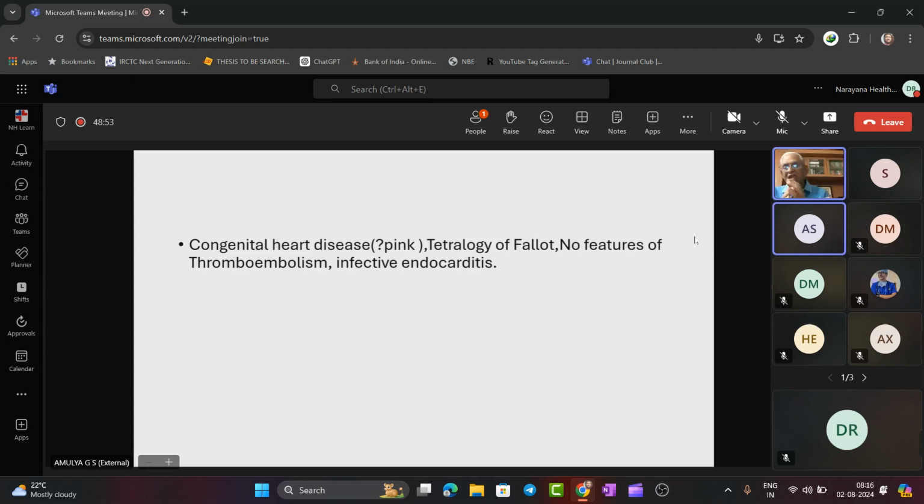Nakata index also, some people say, is 100 millimeters square per meter square. Less than that, total correction is not possible. About 115 for a Rastelli and about 200 or something for a Fontan type of correction. So don't say Nakata index 250, it's 300 or more. So all these things simple, write down, so that you remember.